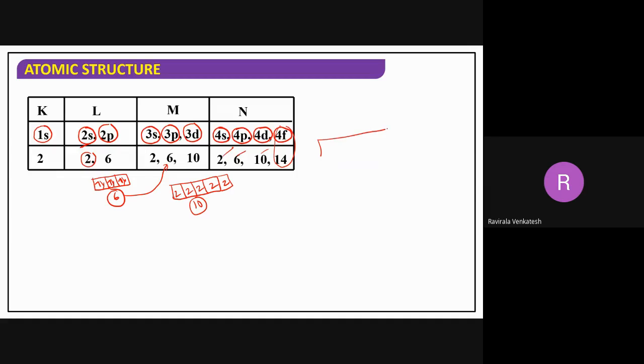In the f orbital, how many electrons can we put? See, 1, 2, 3, 4, 5, 6, 7 orbitals. Now we can put here 2, 4, 6, 8, 10, 12, 14. So we can put 14. That means in each orbital we can put 2 electrons like this.